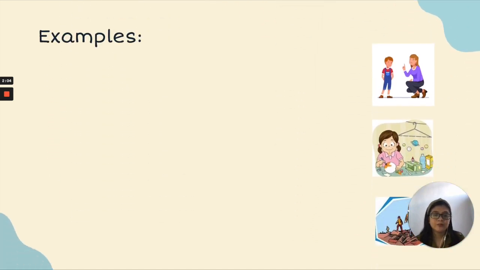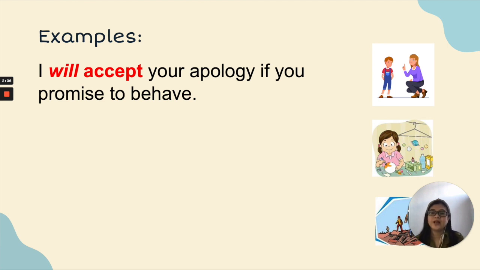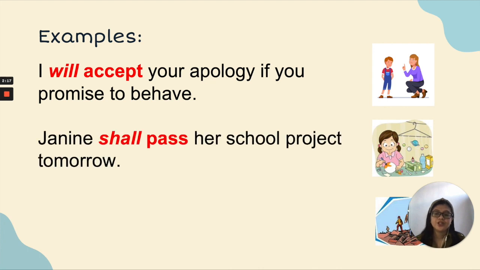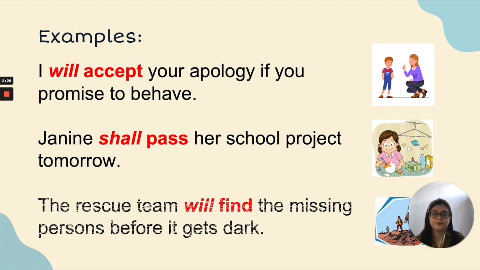Now let's look at more examples here. I will accept your apology if you promise to behave. Will is your helping verb, and then accept is your verb, which is in the base form. Janine shall pass her school project tomorrow. Shall is your helping verb, and pass is your base form of verb. The rescue team will find the missing persons before it gets dark. So find is your base form of the verb, and will is your helping verb.